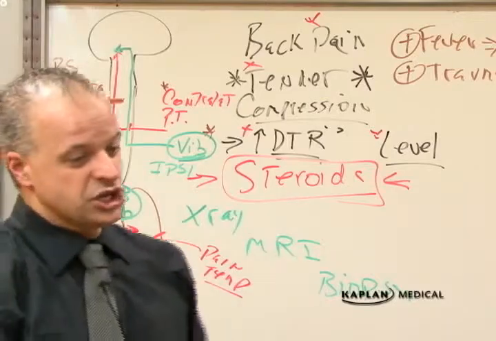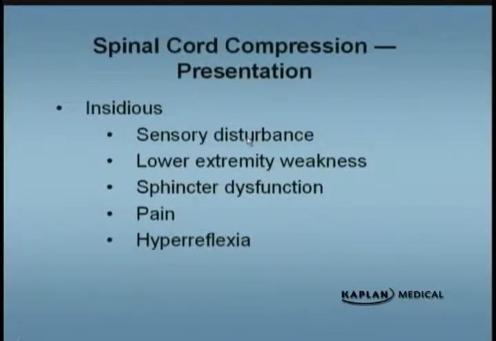Cord compression. You get weakness because you're compressing the motor neurons coming down. You get sphincter dysfunction because you're inhibiting the reflex arc. You get pain in the back because getting your spinal cord stepped on hurts. You get hyperreflexia because you're inhibiting the upper motor neuron input.